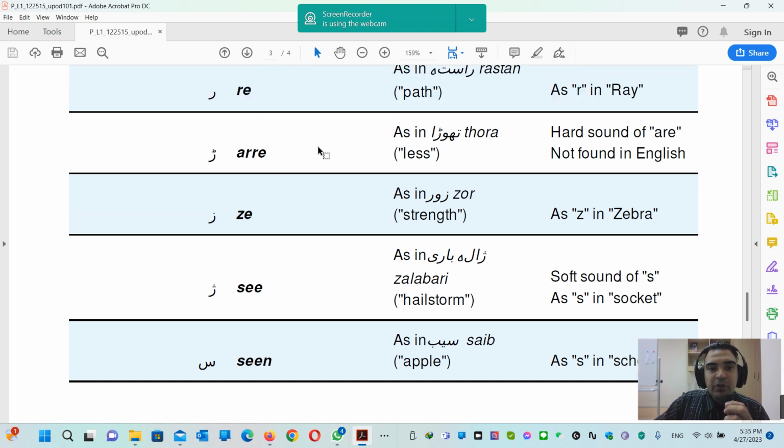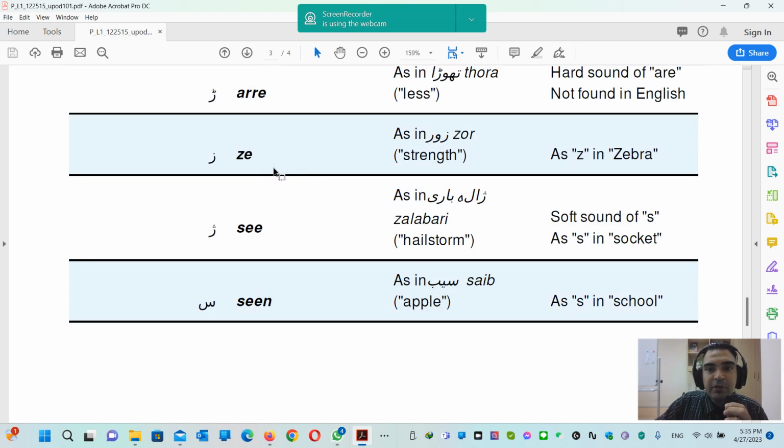And then we have the next one, which is ze, as in zor, which means strength in English. And in English, the similar sound of pronunciation which we can find is in the word zebra. Zebra. So the sound ze comes out similar when compared between Urdu and English. So if you extract Z E from that, then you will be able to understand the pronunciation.